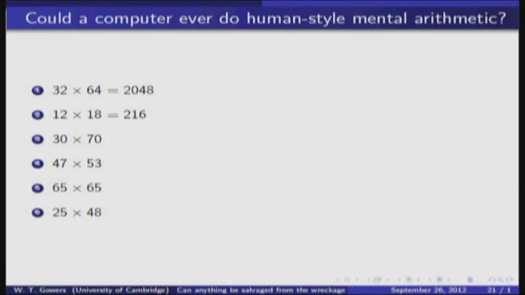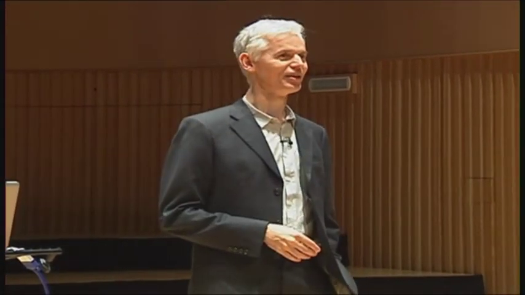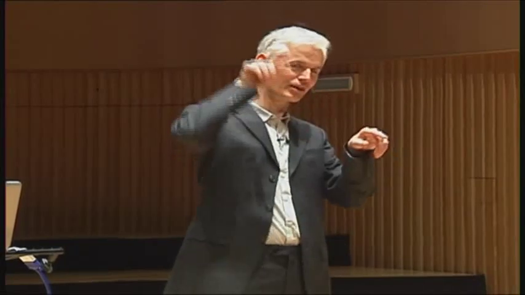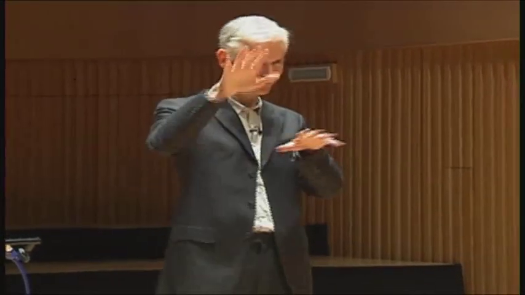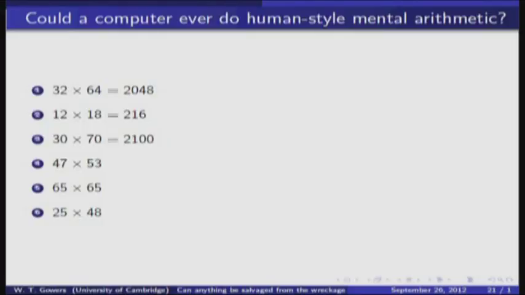So we managed to do it without long multiplication. So what about 30 times 70? Nobody in their right minds would use long multiplication for that. No human. Because they would write out a whole sort of thing and have 0 times this is 0, 0 times this is 0, and write a whole lot of noughts. But obviously the answer is to just multiply the 3 and the 7 and stick a couple of noughts on the end. What about 47 times 53?